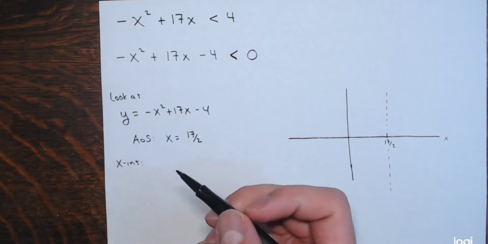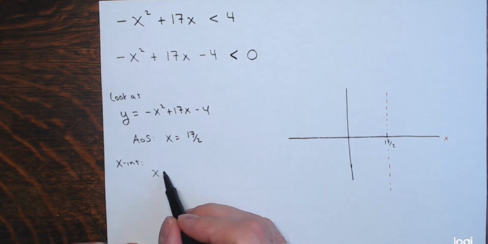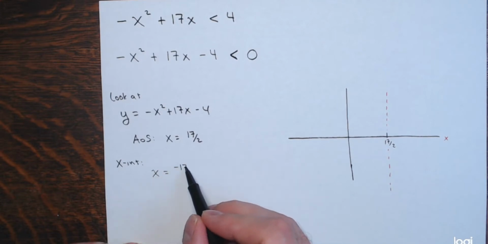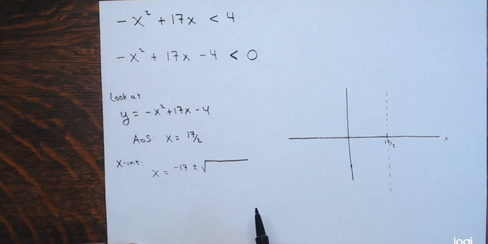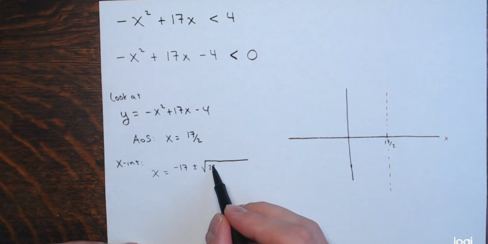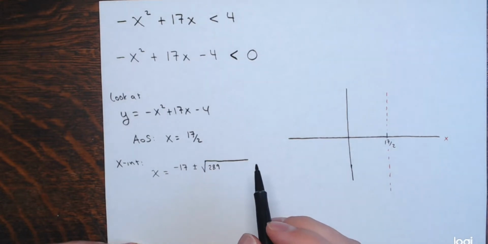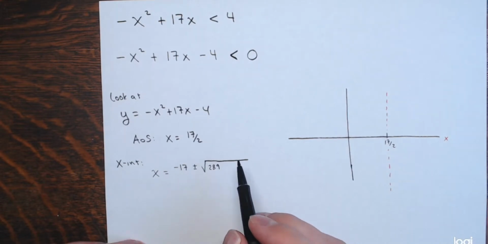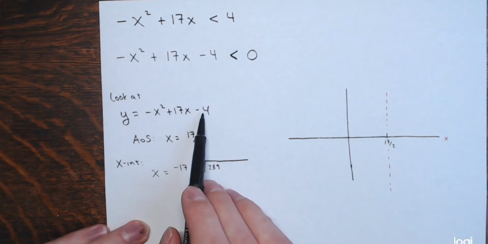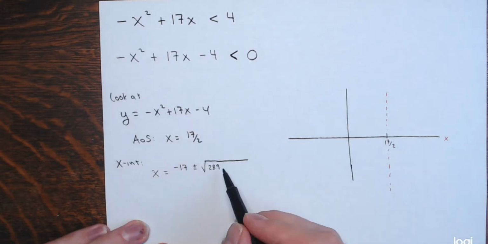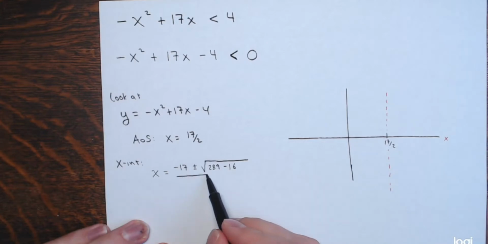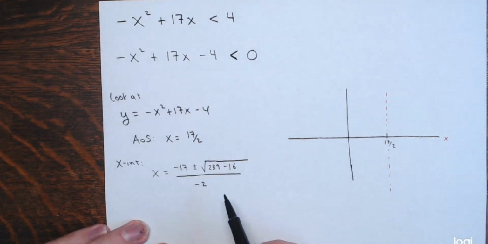Now the x-intercepts. I'm just going to jump right to the quadratic formula. Got -17 plus or minus the square root of 17 squared, which is 289, and then minus 4ac. Now a times c here, -1 times -4 is +4, so 4ac is 4 times 4, which is 16. So it's -16. All this divided by 2 times a, divided by -2.